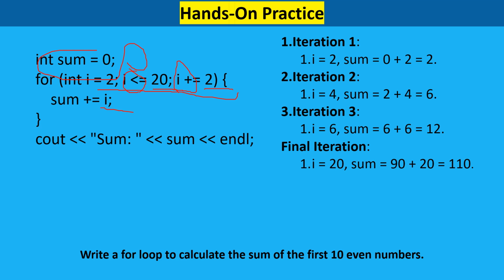the loop ends. And then cout, sum, and endl. The cout statement outputs the final value of sum to the console. The "sum" is the string that labels the output. The sum displays the value stored in the sum variable, and endl adds a new line character, moving the cursor to the next line in the console for better readability. So the answer would be 110.